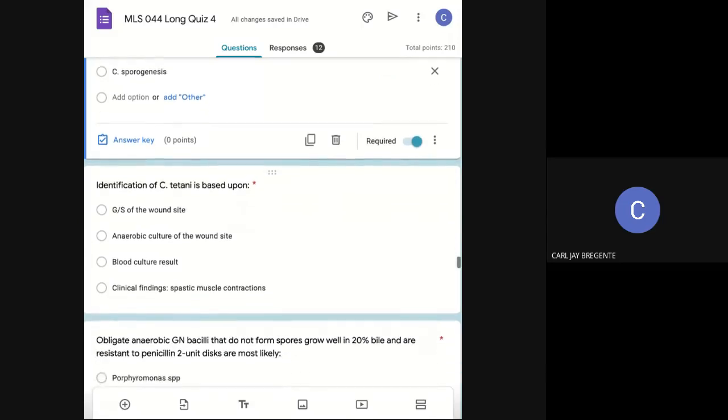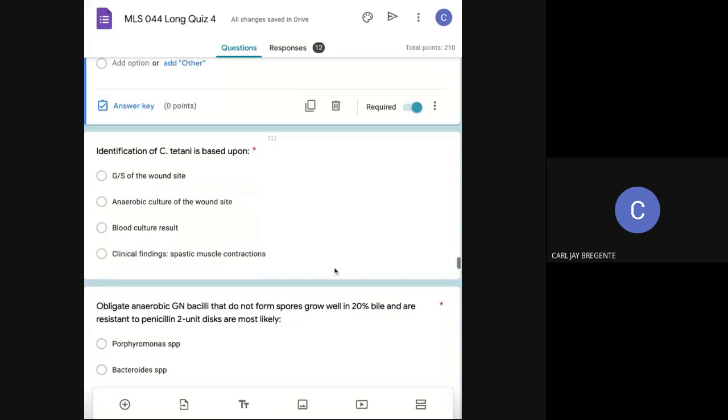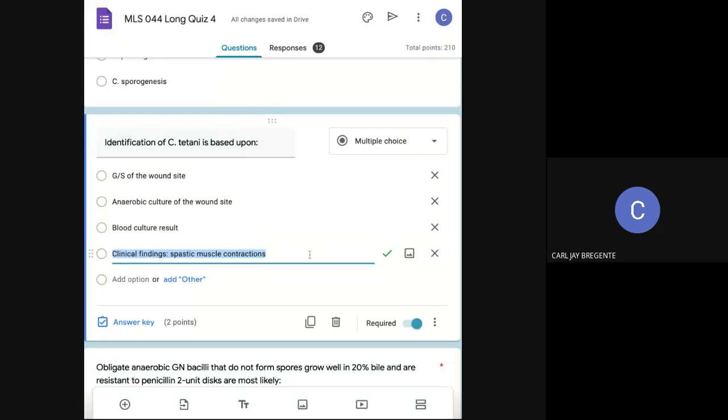Identification of Clostridium tetani is based upon clinical findings by identifying spastic muscle contraction. If you remember the first week of discussions, your C. tetani produces a neurotoxin called tetanospasmin. So it causes lockjaw infection or risus sardonicus if you read your module. So that is the identification that the patient is having tetanus infection.